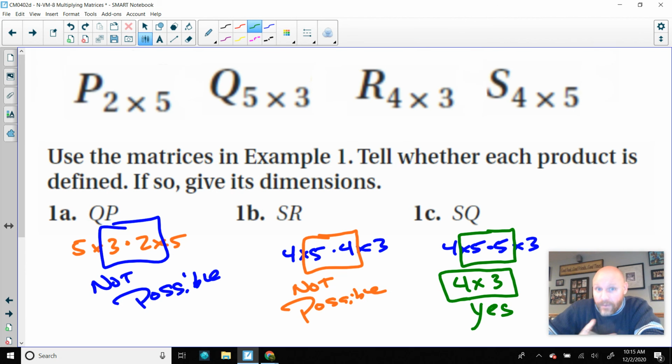In the next video, we're going to go into how to actually multiply two matrices together and what the answer would look like. But this is the first question on your quiz. Can you do it or can't you do it? And then after that, we'll actually do the math.